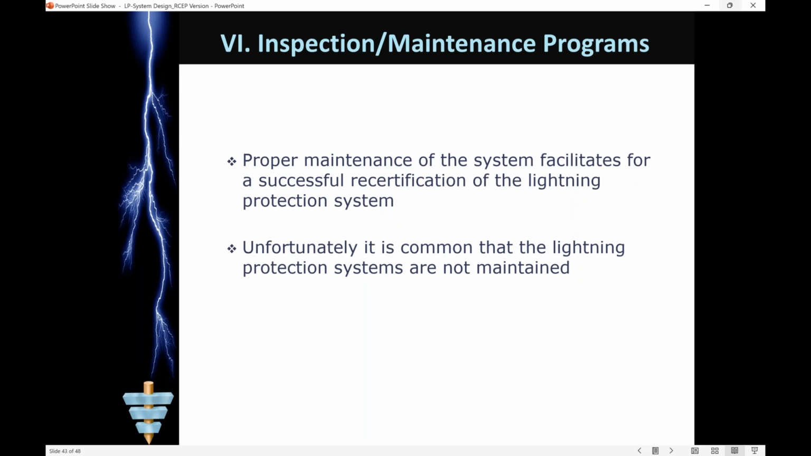Proper maintenance of the facility is important for a successful recertification. So we mentioned earlier 5 years or 3 years, depending on what entity is doing the inspection. So proper maintenance makes that go much quicker, and it's much more cost effective. It's not as expensive to go through the recertification process. But as I said earlier, a lot of times these systems are not maintained.